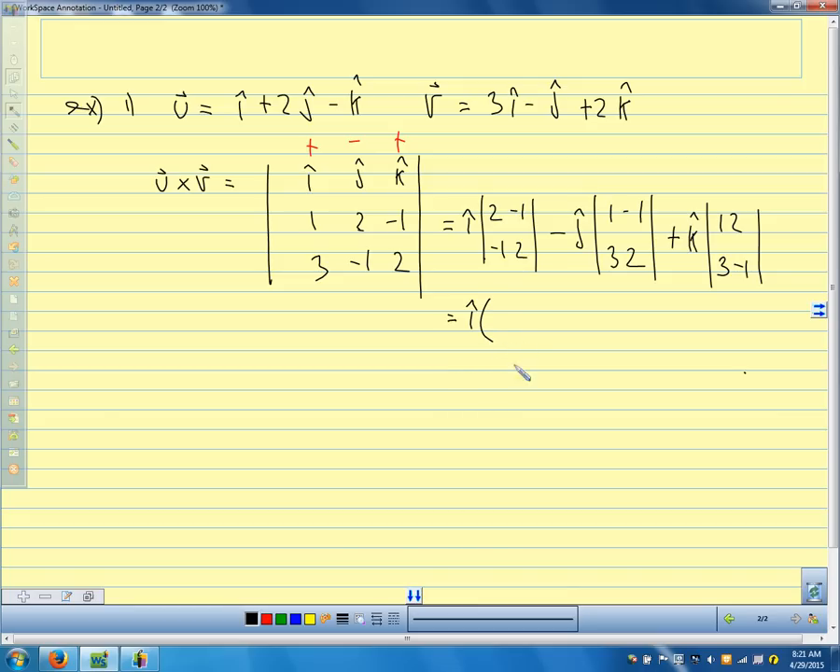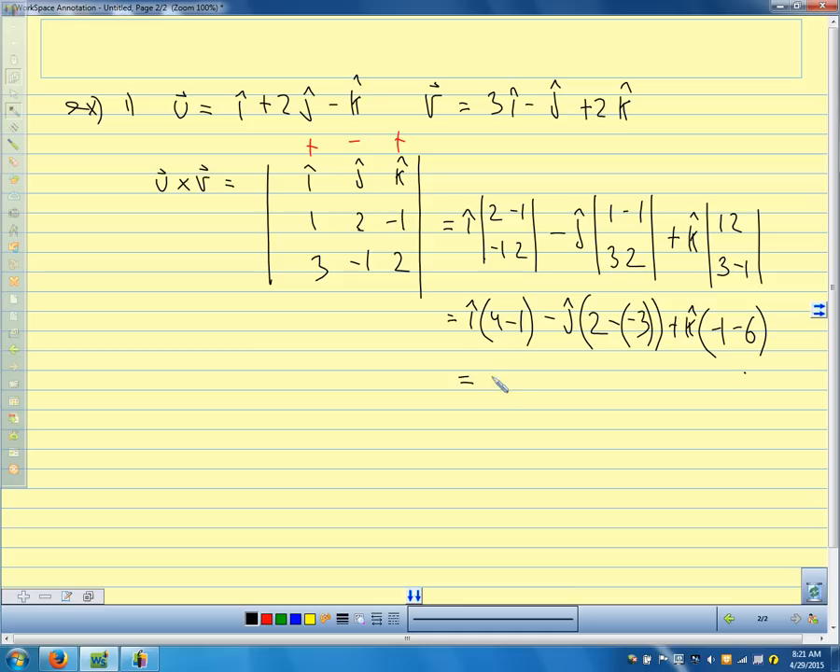This is i hat times, and we find the determinant of a 2 by 2 now. We do these two multiplied, 4, minus these two multiplied, 1. Minus j hat times these two, 2, minus these two, negative 3. It's really easy finding cross products to miss a negative sign or make an arithmetic error. So I recommend writing out in a little bit of detail so you don't make those errors. Plus k hat times these two, negative 1, minus 6.